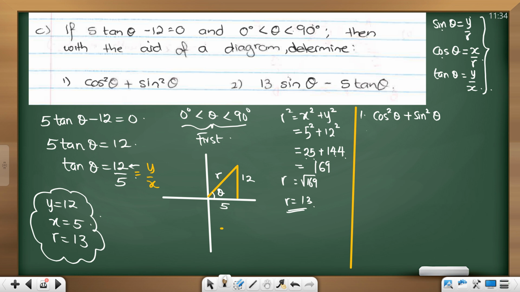What is cos theta? X over r, but squared, right? There's a square there. Plus, what is sine theta? Y over r, squared. Now, do you know your x and your r? What is your x? 5. What is your r? 13. What do we do? Squared. Plus, what is our y? 12 over 13, squared. What's your answer? Put this in a calculator quickly.